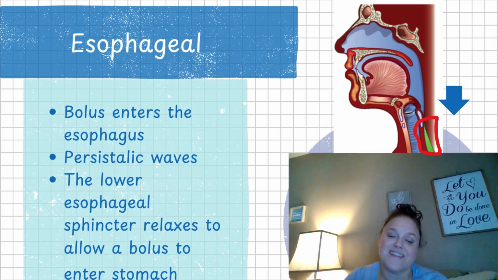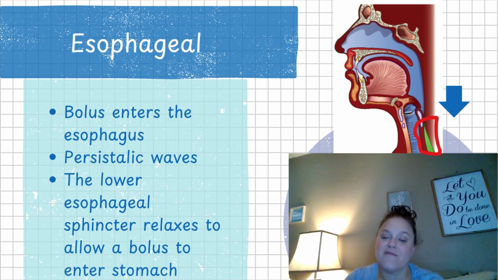The final phase is the esophageal phase. This is an involuntary phase that is controlled under the autonomic nervous system and is primarily mediated by cranial nerve 10, which is the vagus nerve. In this phase, the bolus will enter into the esophagus when the cricopharyngeus relaxes. This is also aided by the hyolaryngeal elevation. Once inside the esophagus, peristaltic waves will take over.